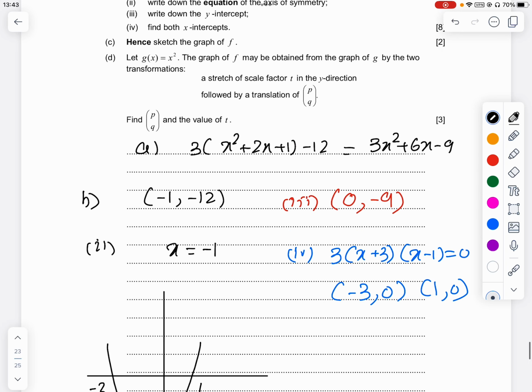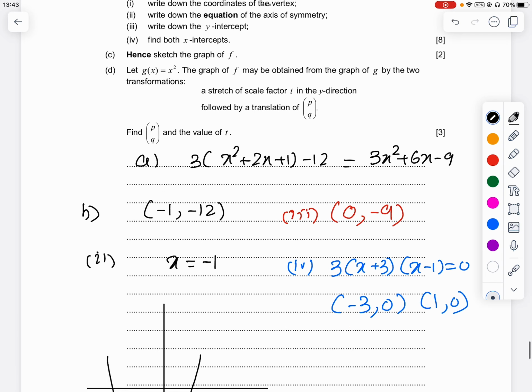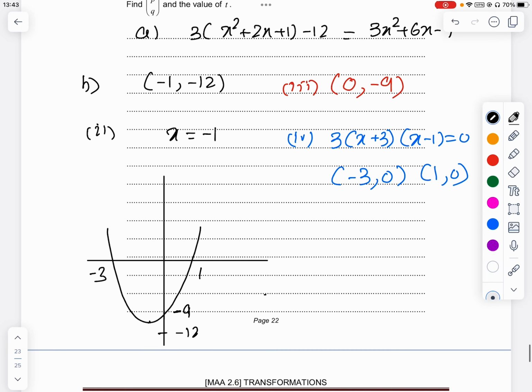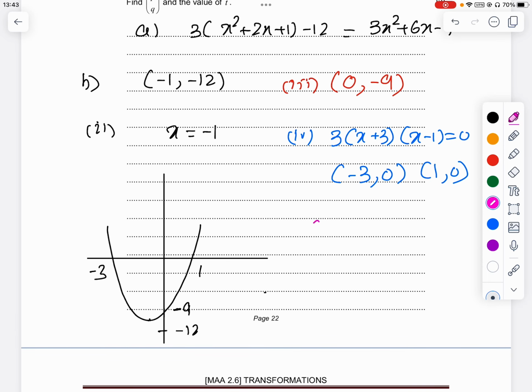G of x equal to x square. The graph f can be obtained from the graph G with two transformations. Find the value of P and Q. So basically the vertex is 0 comma 0. It became negative 1 comma negative 12. Means on x it moved minus 1, and on y it moved to minus 12.